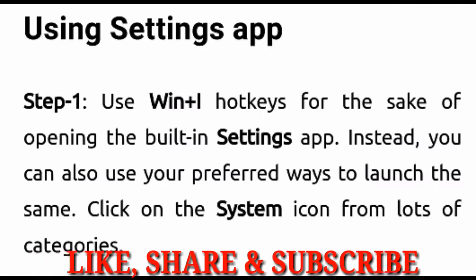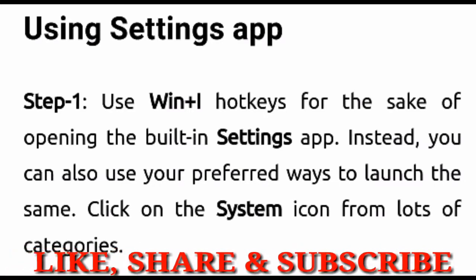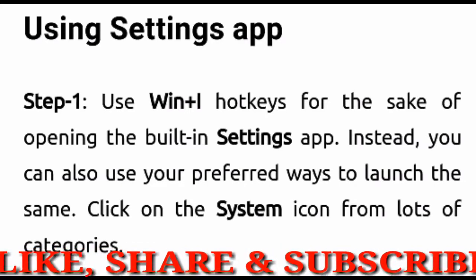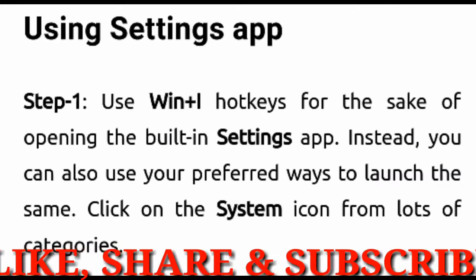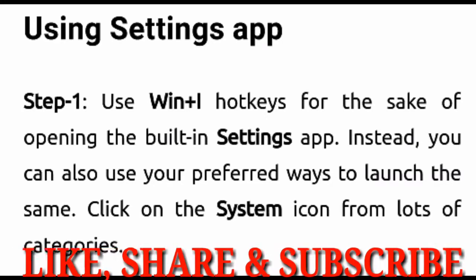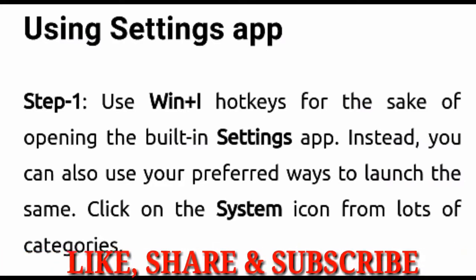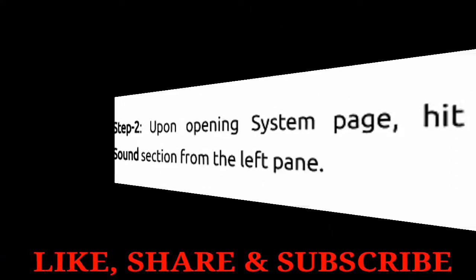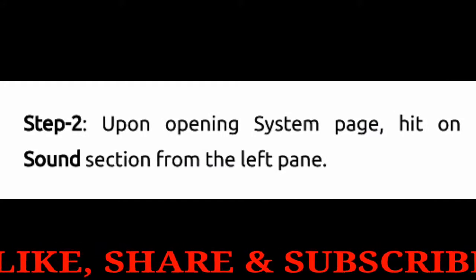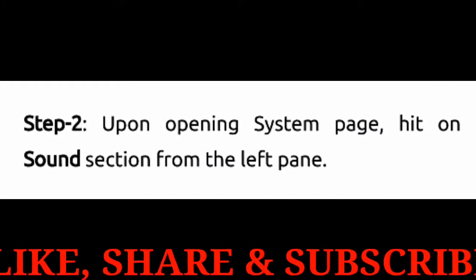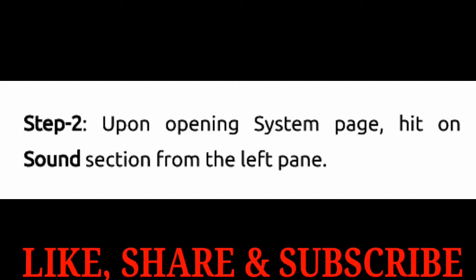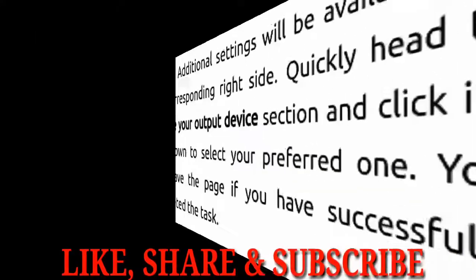Next, using setting application. Step 1. Use Win plus I hotkeys for the sake of opening the built-in setting application. Instead, you can also use your preferred ways to launch the same. Click on the system icon from lots of categories. Step 2. Upon opening system page, hit on sound section from the left page.